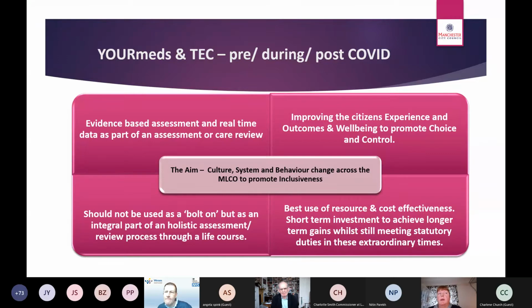So one of the things we wanted to do is improve staff experiences, improve staff confidence around utilising tech as part of an assessment toolkit, and also make them feel that they're making a difference and improve their well-being by not being as anxious around tech. What we've tried to do is drive the view and the vision that tech shouldn't be used as a bolt-on, but should be an integral part of a holistic assessment and review process throughout a life course. Through embedding this approach, we're creating a skilled workforce, improving job satisfaction, which is aligned to Manchester's recovery and transformation programme. And then finally, tech supports evidence-based assessments, as I've said before.